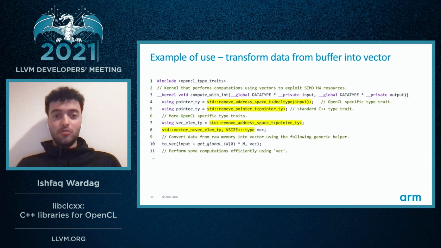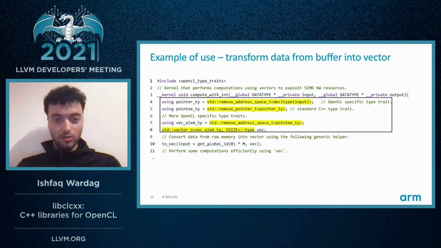Here's an example of use where we transform data from a buffer into a vector. So first we include the type trait library, and then inside of a kernel, we make use of an OpenCL-specific type trait, the remove address space type trait, which I just described earlier. And then we also make use of a standard C++ type trait, the remove pointer type trait. And on top of that, we also make use of another custom type trait, the vector_n type trait, in which you pass in a type and also an integer size, and then it has a member variable, which is a vector of the specified type and size.